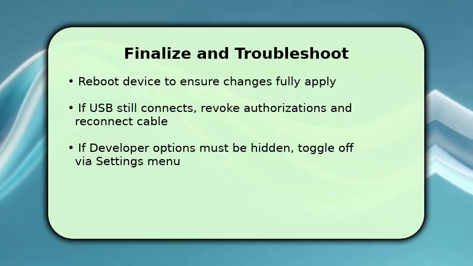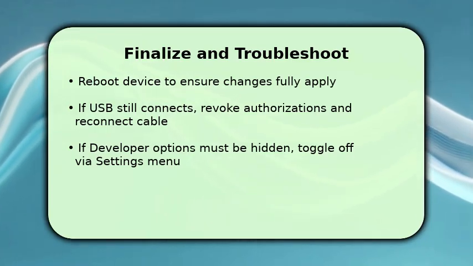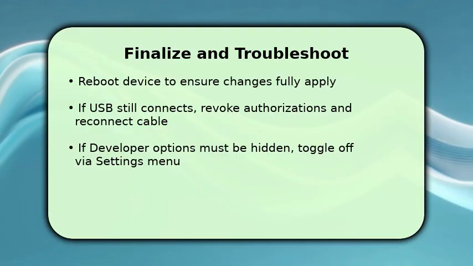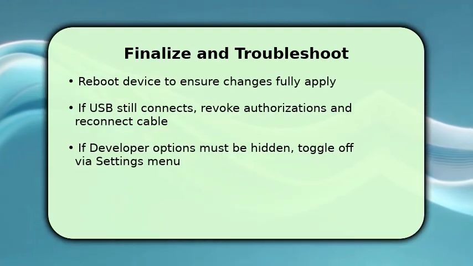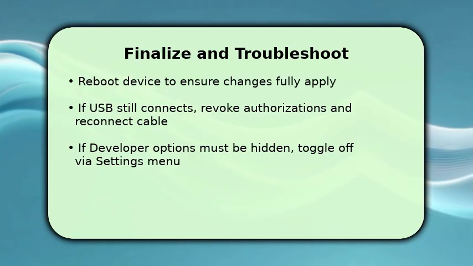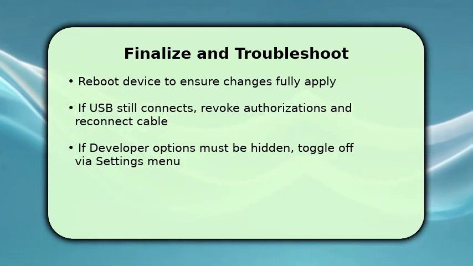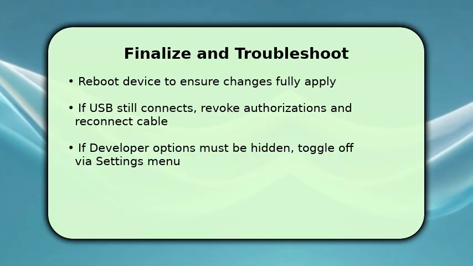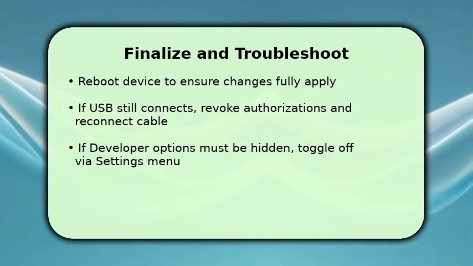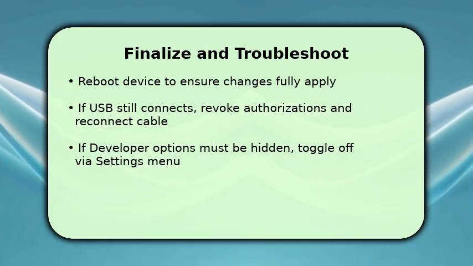If your computer still establishes a debug connection, revoke USB debugging authorizations and disconnect, then reconnect the cable. Make sure debugging remains off. If you prefer to hide developer options, open Settings and toggle developer options off at the top of that screen. If problems persist, check for device-specific security apps that might re-enable debug features.